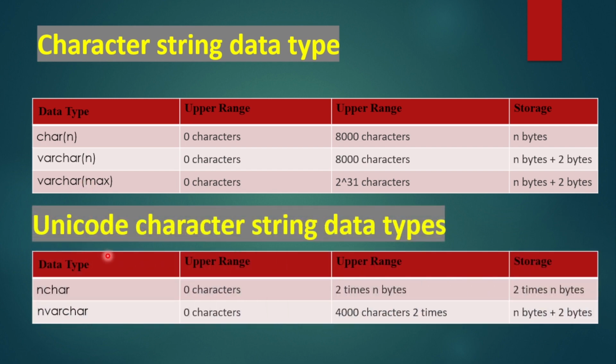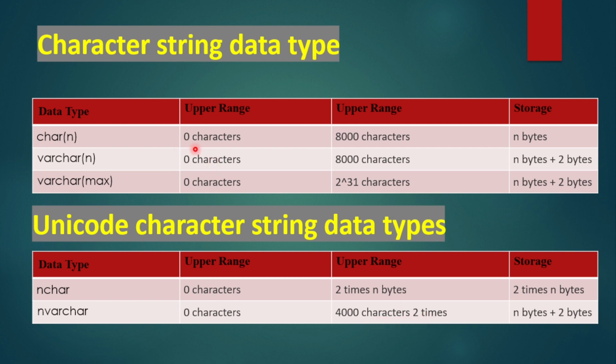And the Unicode character string types are similar, but there is a big difference. If we want to store only English, we can use the character string data types. But if you want other languages like Chinese, Japanese or Tamil, we should use the Unicode character string data types. Char, varchar and max are all non-Unicode character string data types. Nchar and nvarchar are Unicode character string data types. From this, we can store 0 characters to 2 times n bytes, that is 0 to 4,000 characters.